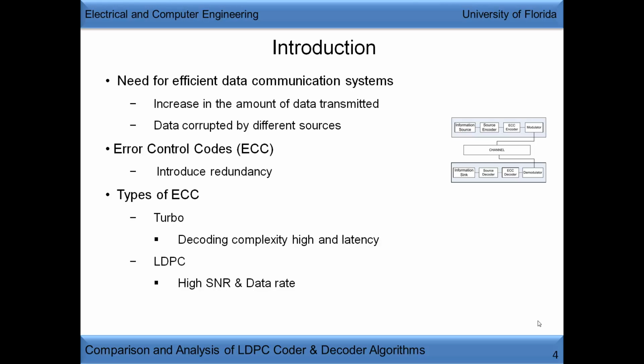Though the error correcting performance of the turbo codes were the best, they were not favored because of the decoding complexity and high latency. For applications that require high data rate, LDPC was considered as a better pick over the turbo codes. They used lesser iterations and had increased throughput.